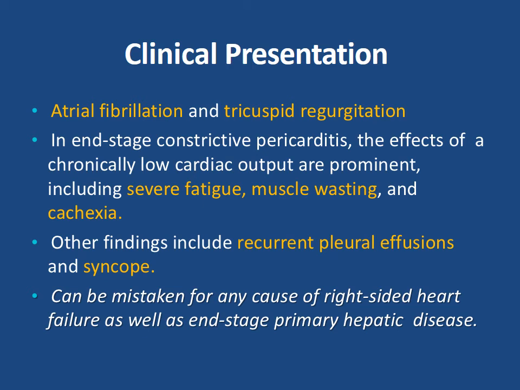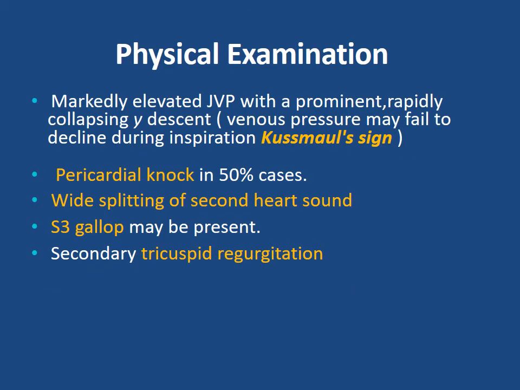In end-stage constrictive pericarditis, the effects of chronically low cardiac output are prominent, including severe fatigue, muscle wasting, and cachexia. The other findings include recurrent pleural effusion and syncope. These signs and symptoms can be mistaken for any cause of right-sided heart failure as well as end-stage primary hepatic disease. An important sign during the physical examination of constrictive pericarditis is the Kussmaul sign.